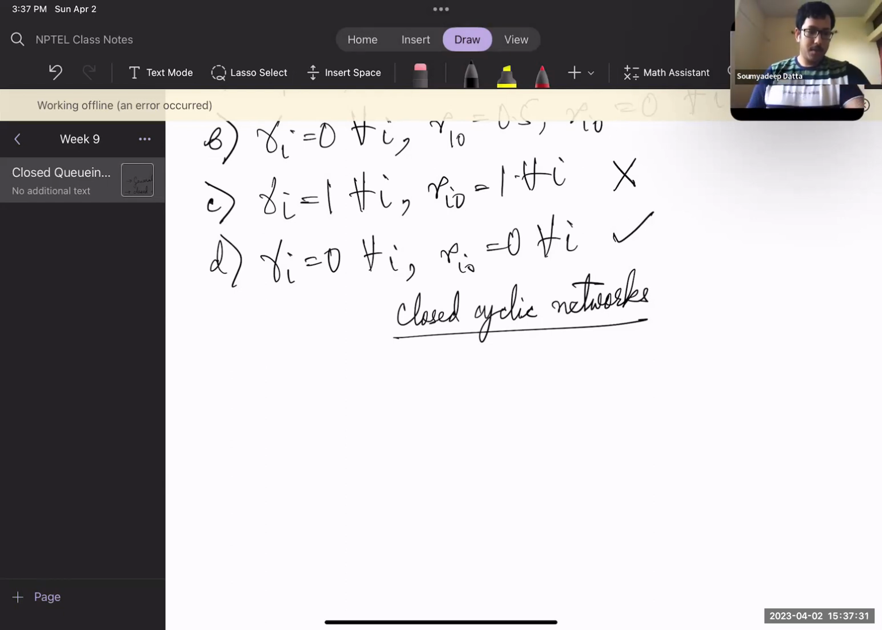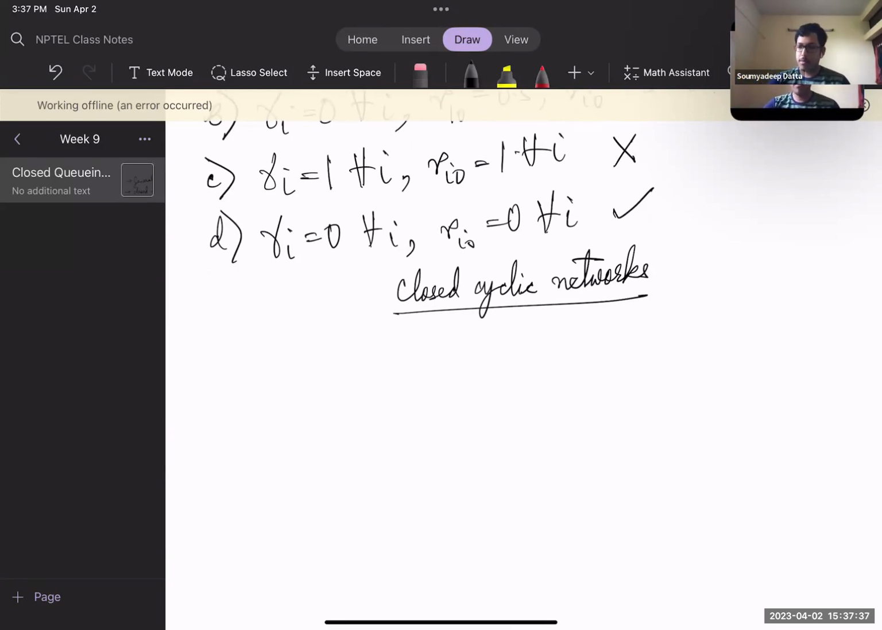Hello, everyone. So let's resume the discussion on closed cyclic networks. We'll be solving a few problems. Let's actually try to derive a formula.